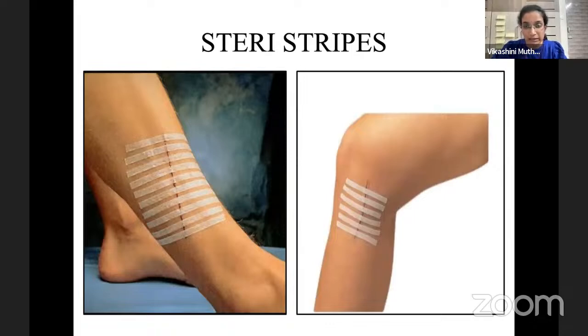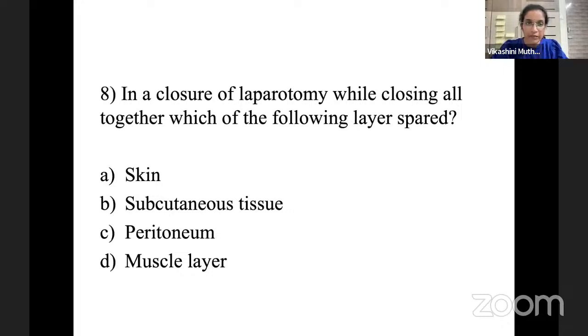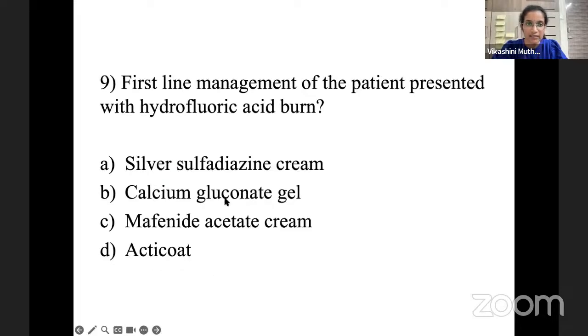So these are the surgical strips. This is used only in a clean incised wound. And here you can see the surgeon applying tissue glue to the skin. Coming back to the question: in a closure of the laparotomy, while closing all together, which of the following layers is spared? It is the skin.